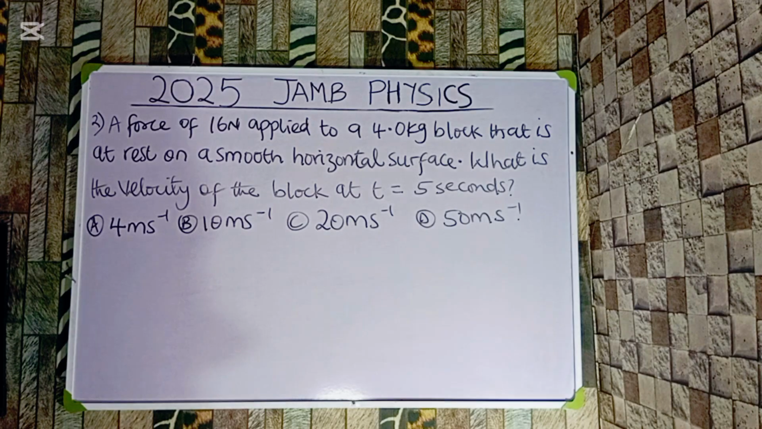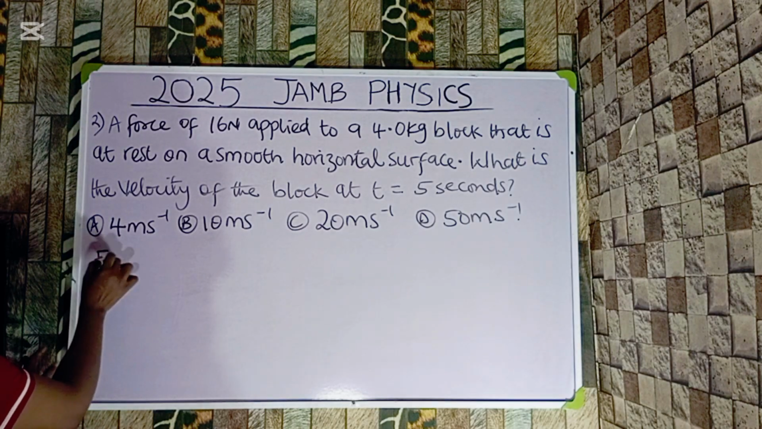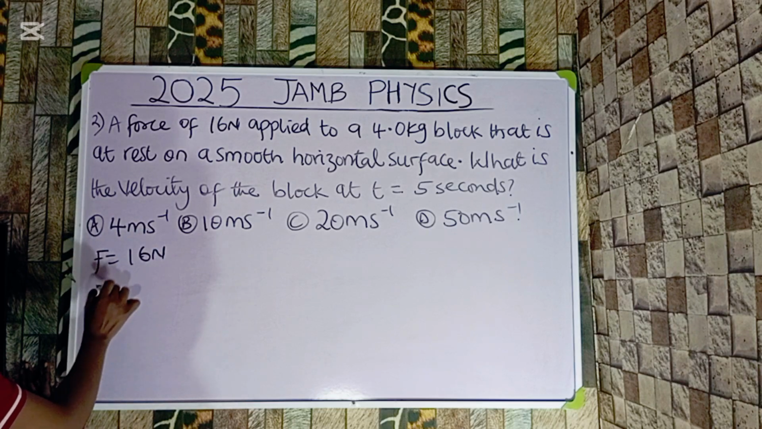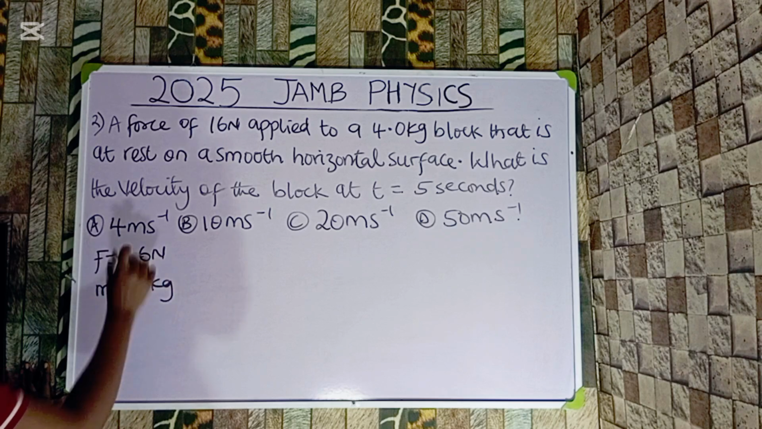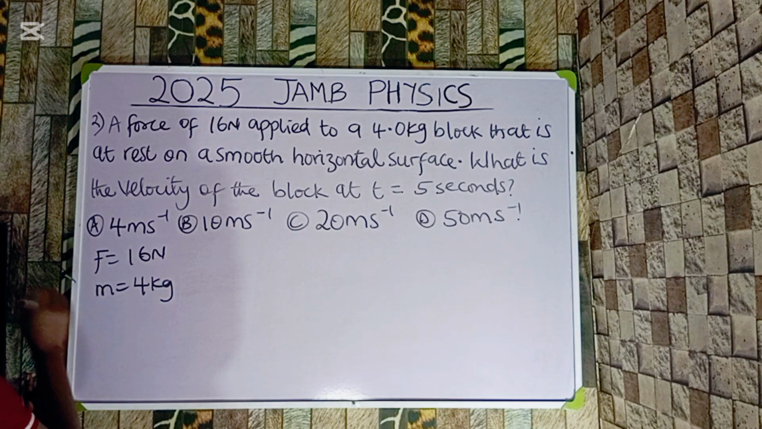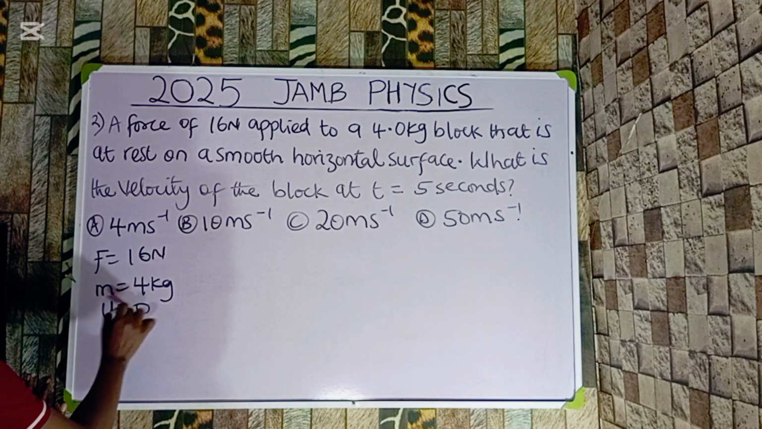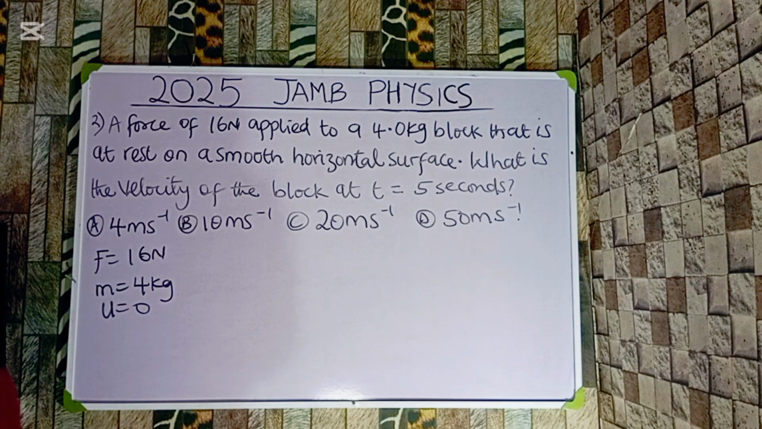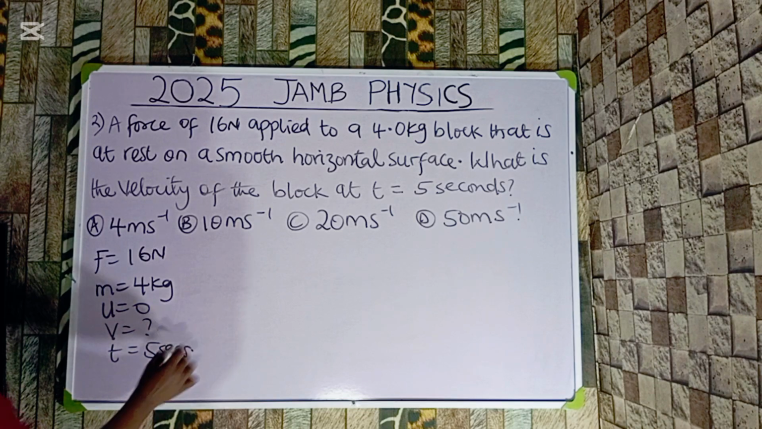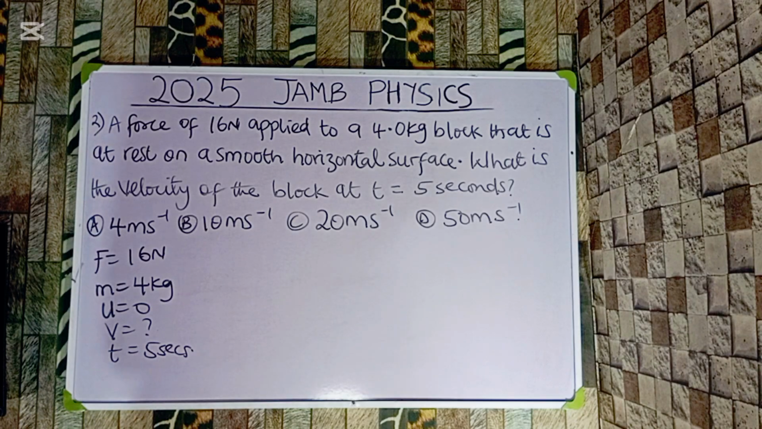Now, how can we solve this problem? Let us state the parameters. We are given the force to be 16 Newton, then the mass is 4 kilograms, and it is applied to a block that is at rest. So the block was not moving. The initial velocity is 0. So what are we looking for? We're looking for the final velocity when the time is 5 seconds.